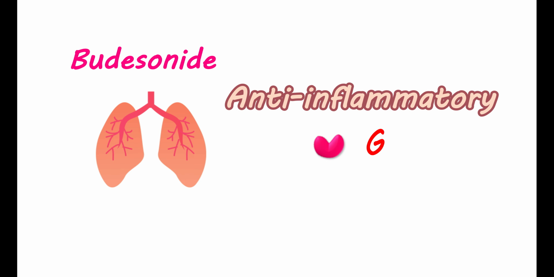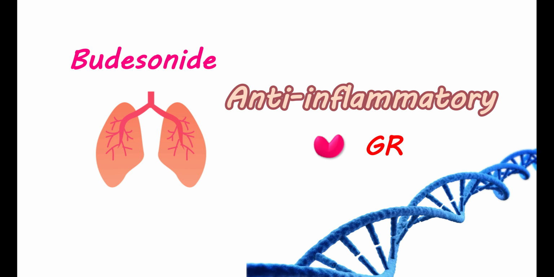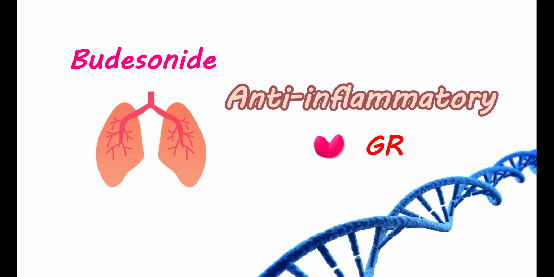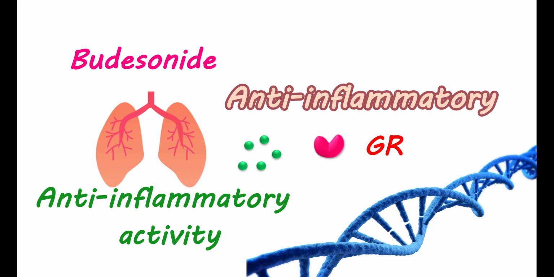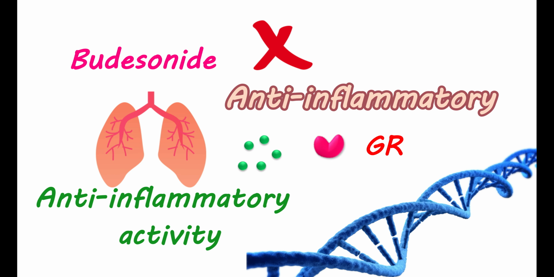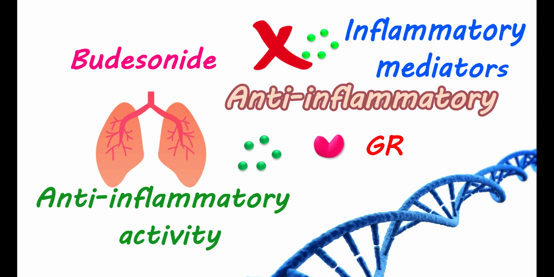Budesonide can bind to glucocorticoid receptors, which are going to be interacting with the DNA in the nucleus. It can increase the production of a few mediators that have anti-inflammatory activity. It also prevents interaction of a few mediators with DNA that release inflammatory mediators.